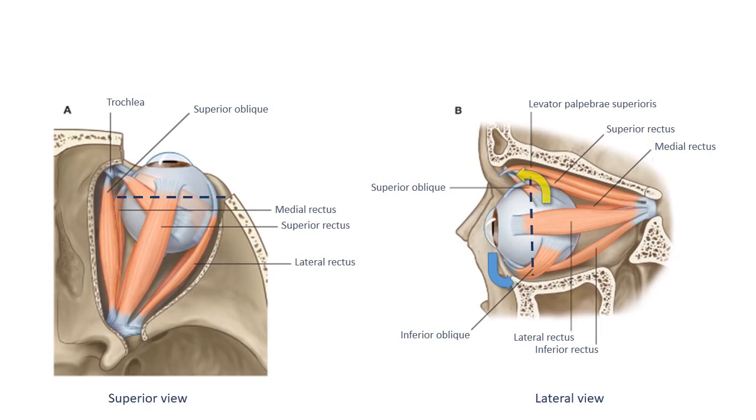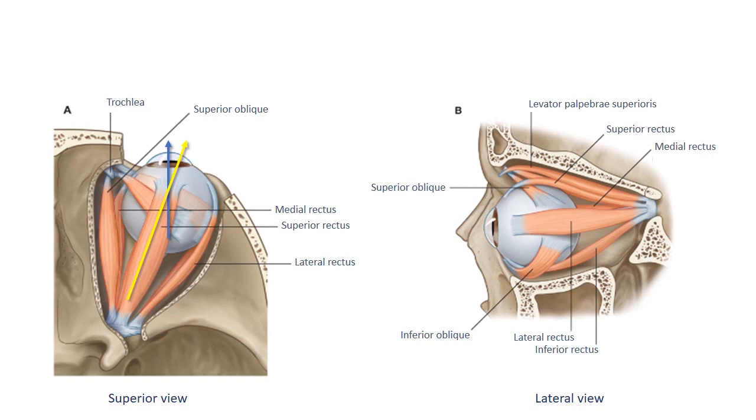So again, for example, with superior oblique, the yellow arrow indicates the direction of the muscle that contracts, pulling on the posterior hemisphere, but the anterior half with the iris and the pupil moves in the opposite direction, as indicated by the blue arrow.